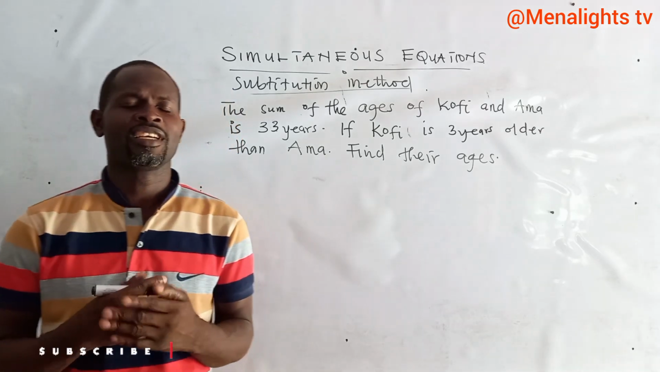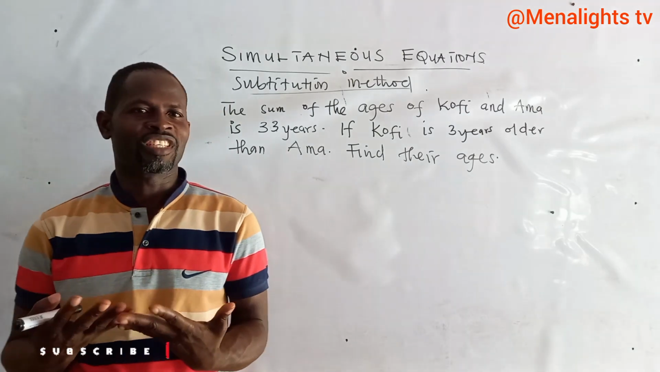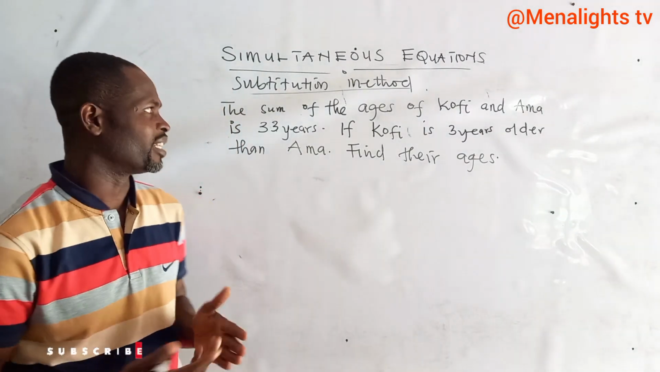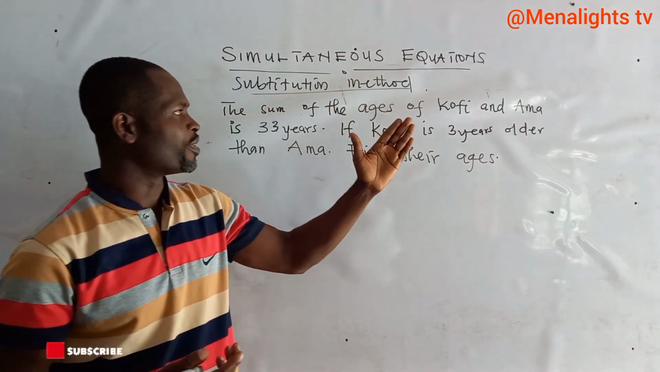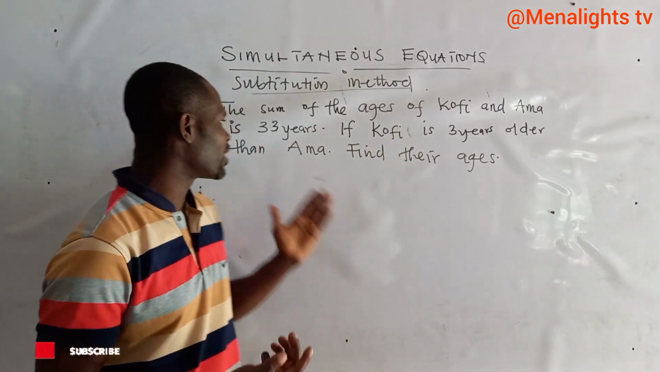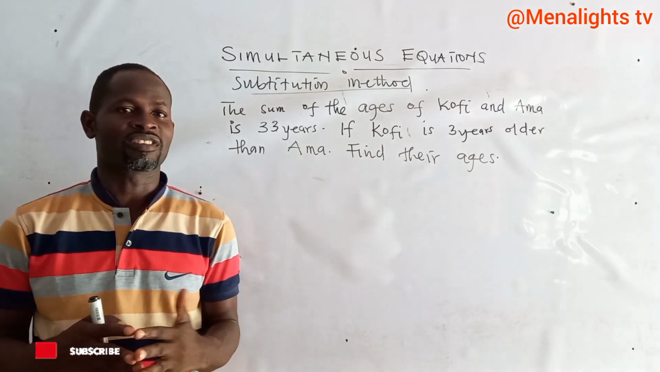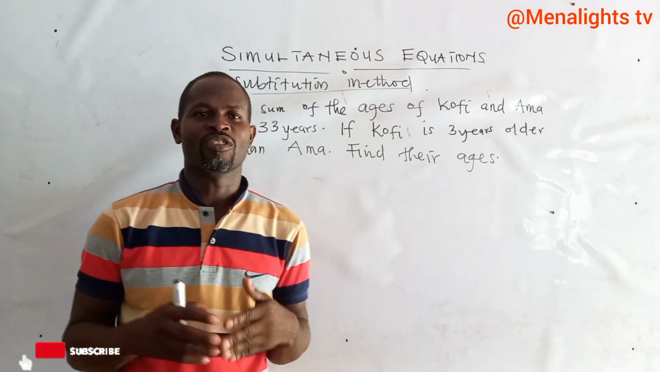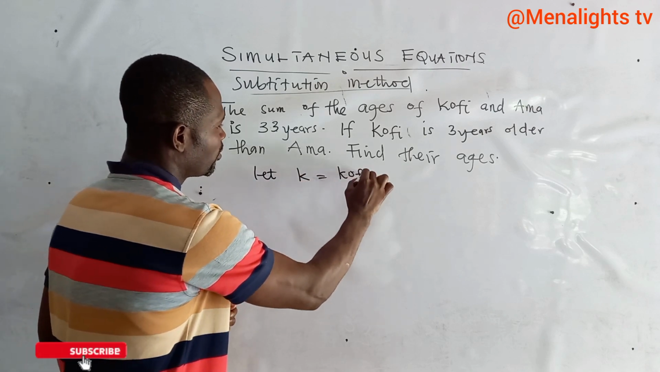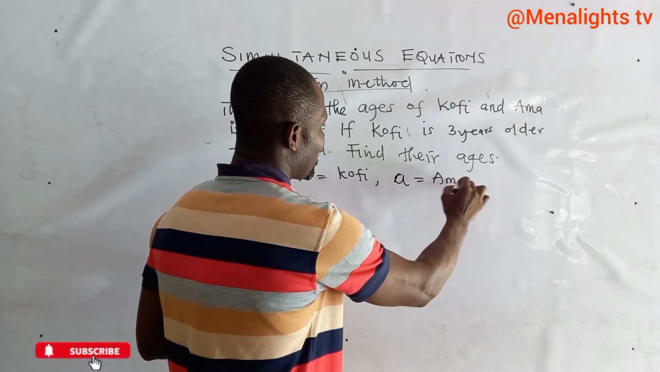So we are continuing. Real life situations can also be turned into simultaneous equations and we can find solutions to them. So now let's look at this question that we have here. The sum of the ages of Kofi and Amma is 33 years. If Kofi is 3 years older than Amma, find their ages. So this one we can solve simultaneously. So you say let K be equal to Kofi and A be equal to Amma.